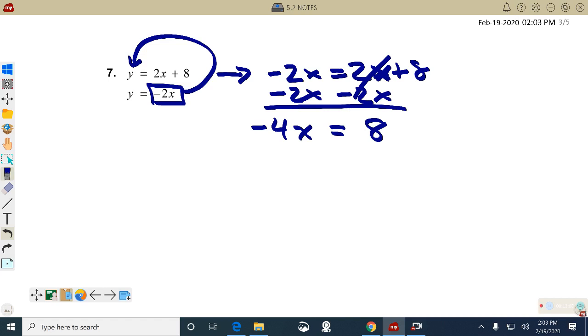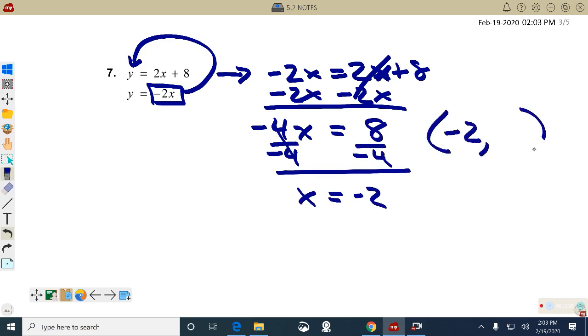So the reason this method is called substitution is because I keep substituting stuff with other stuff. I first substitute y with different stuff, which is negative 2x. And now I'm getting x by itself. And once I get x by itself, I'm going to substitute that back into one of the original equations. 8 divided by negative 4 is negative 2. Nice. That was easy.